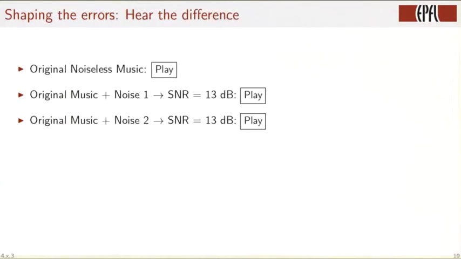We are going to start by simply listening to music and two versions of adding noise. One which is not so clever way to put noise, and the second one is a clever way, which is using MP3. Both noise levels are of the same magnitude, so they have the same energy of noise that is being added. So the signal to noise ratio, the ratio between the useful signal and the noise, is in both cases 13 dB. So let's start and play the original noiseless music.